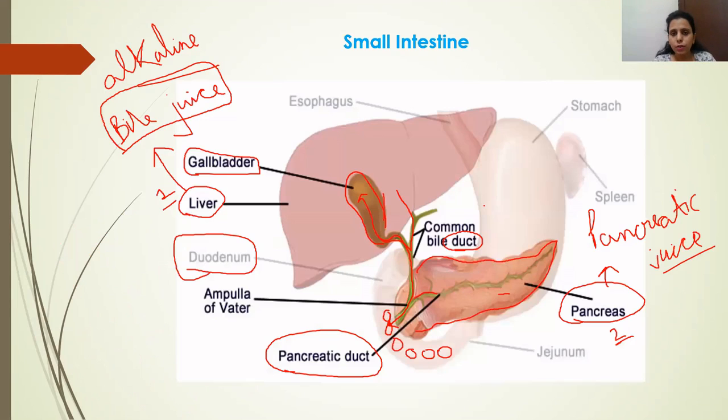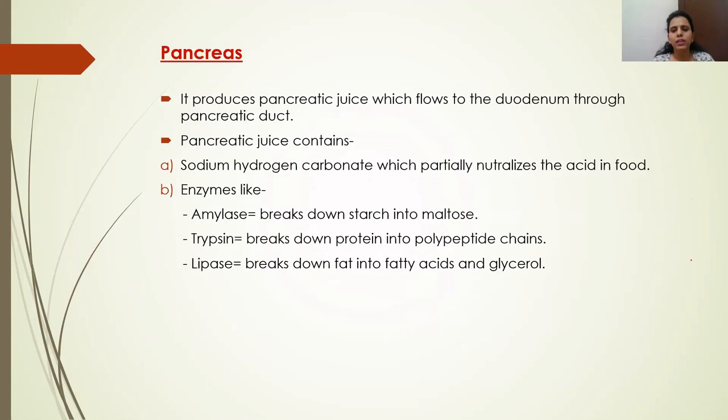Okay, the next organ was the pancreas. This pancreas produces pancreatic juice. Now this juice also has two functions. First, this juice contains sodium hydrogen carbonate, which can also be called sodium bicarbonate. This sodium bicarbonate partially neutralizes the acid in the food. So partial neutralization is done by pancreatic juice, and partial neutralization of food in the duodenum is done by bile juice. Okay, this is one function.